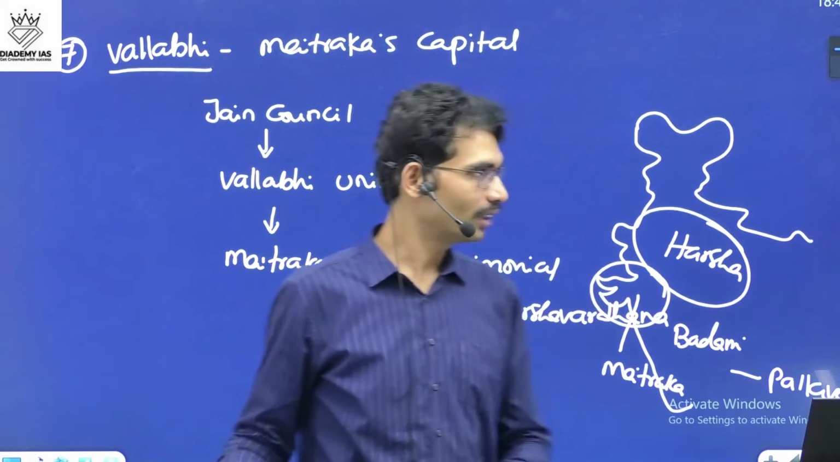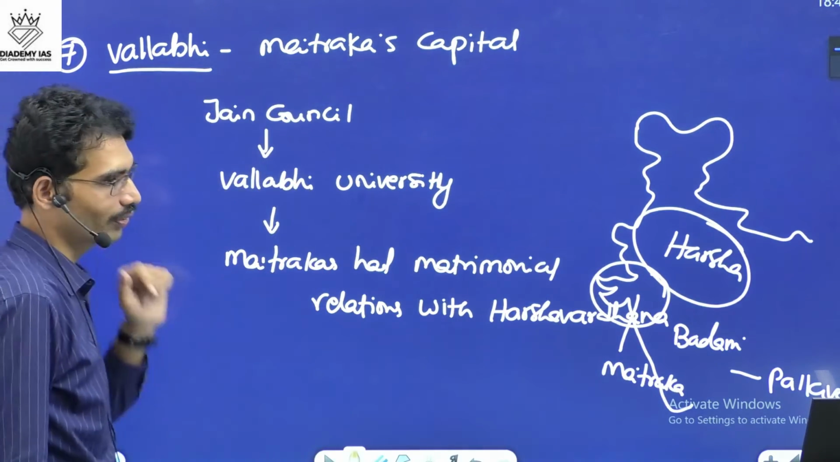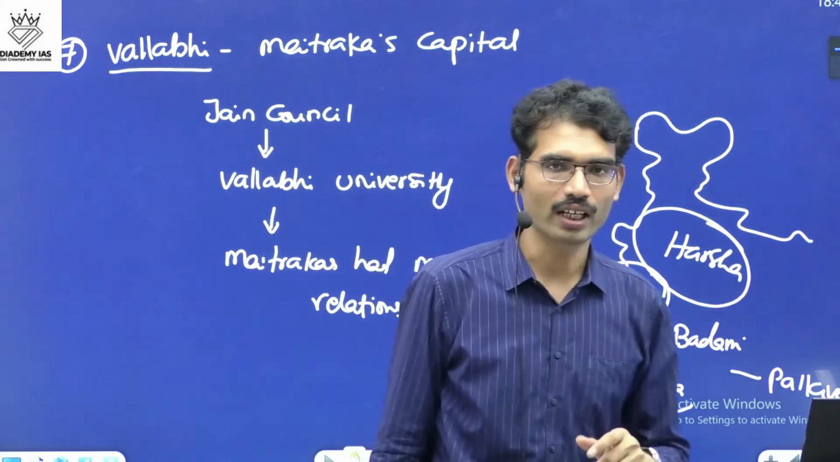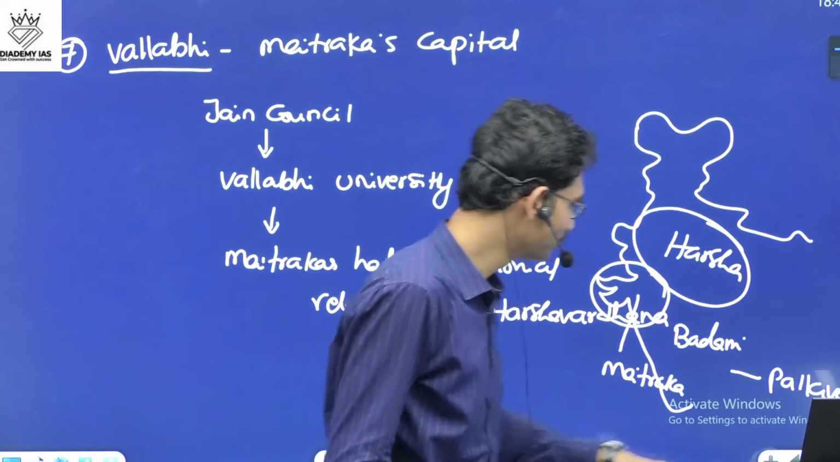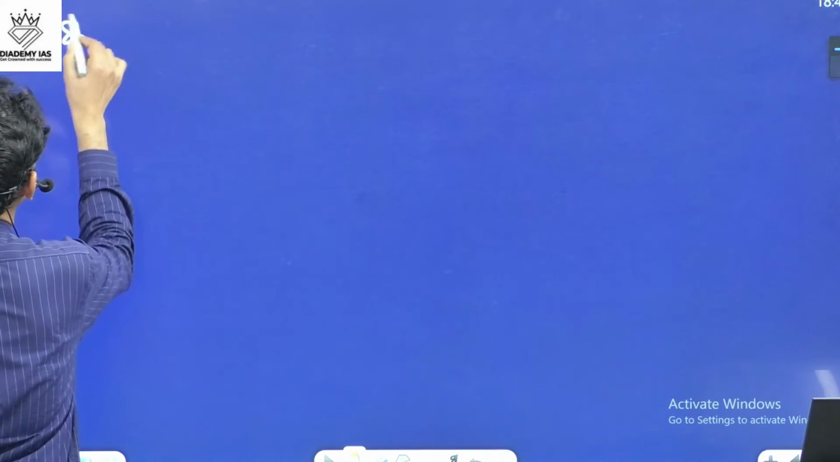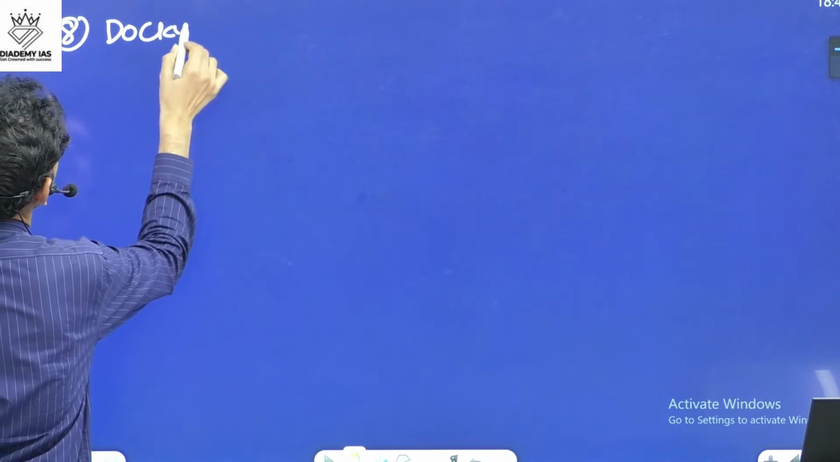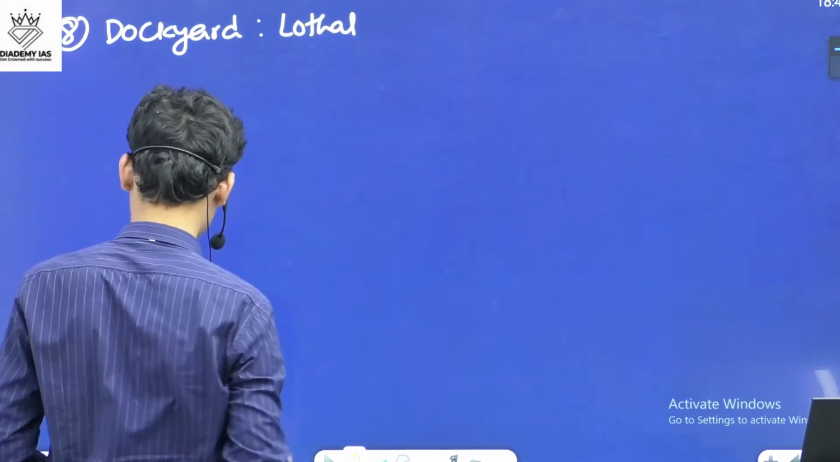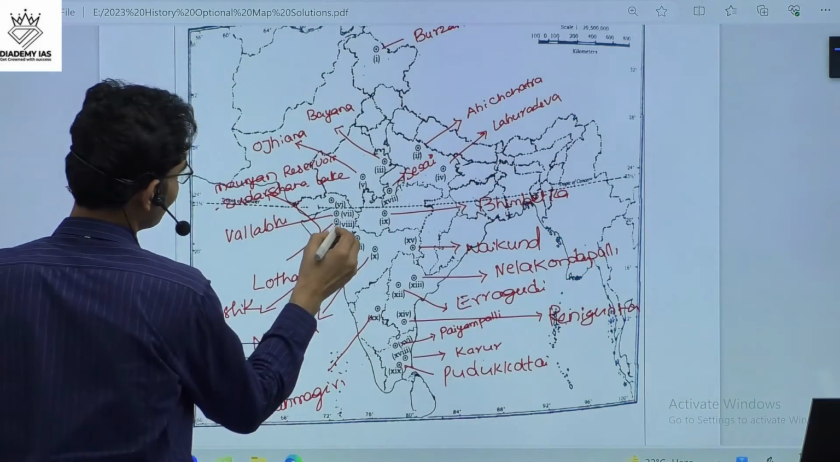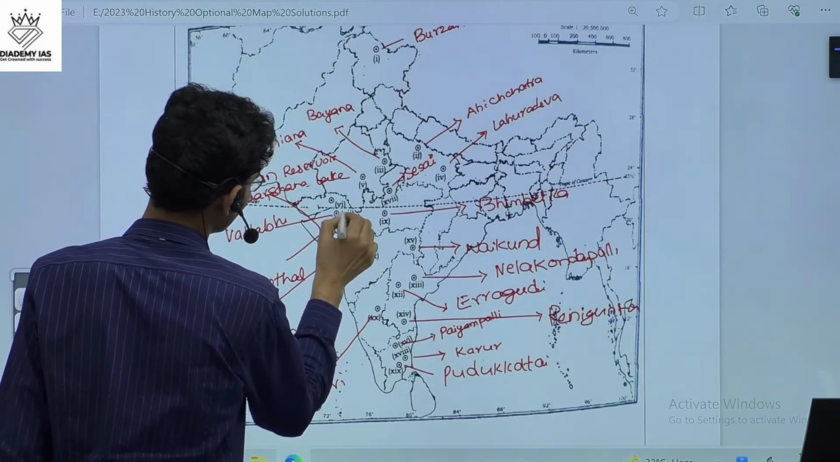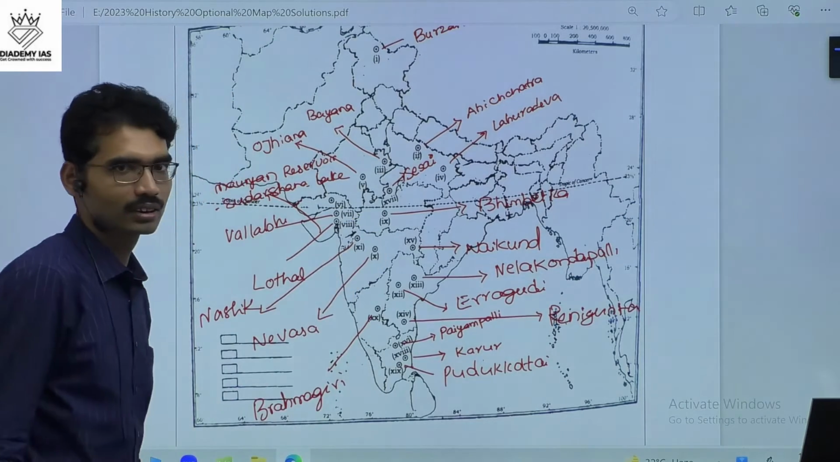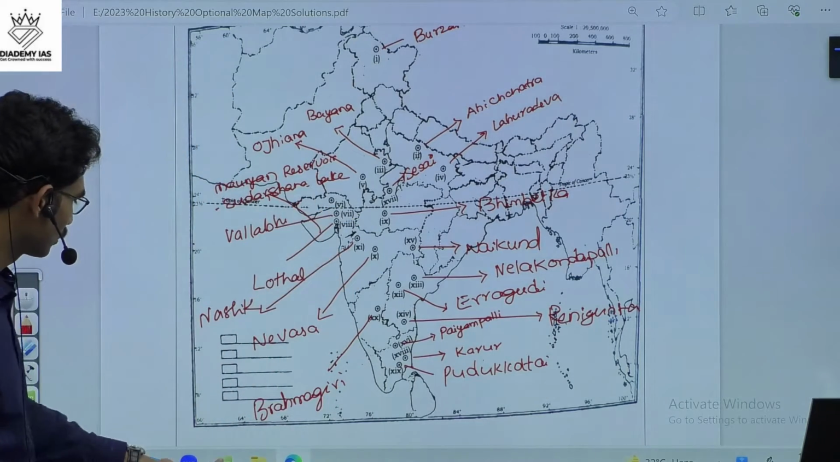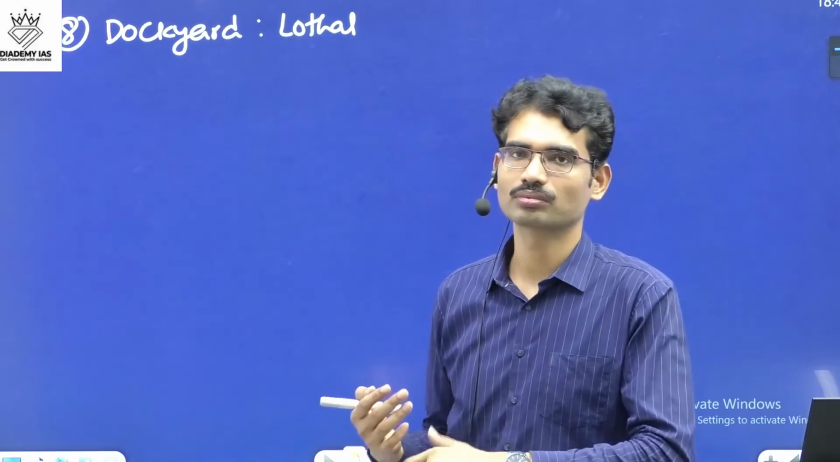Next one, eighth one, dockyard. Very straightforward. Dockyard. It is Lothal. It is mentioned here. Lothal in Gujarat, dockyard. And you write about Lothal. Lothal, an important port during the Harappan time period.